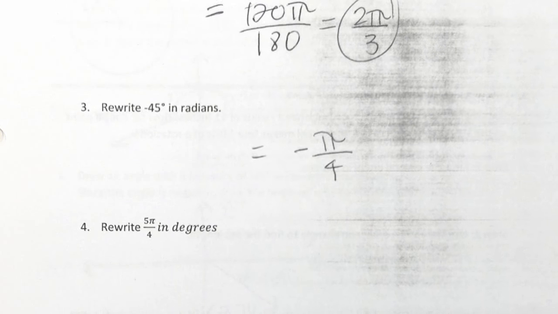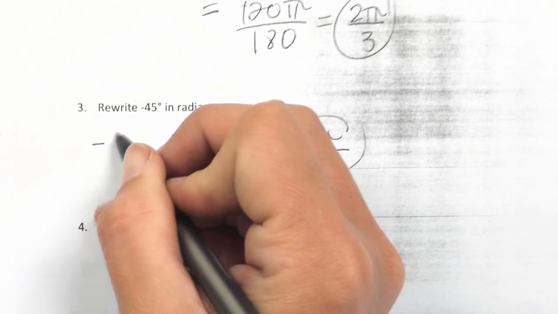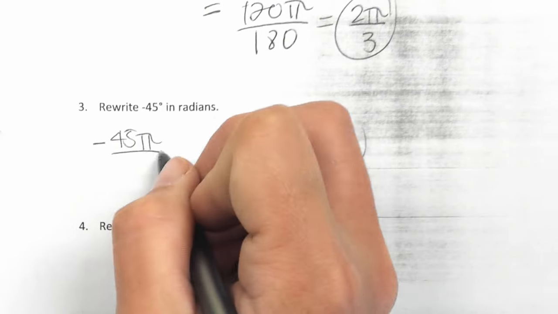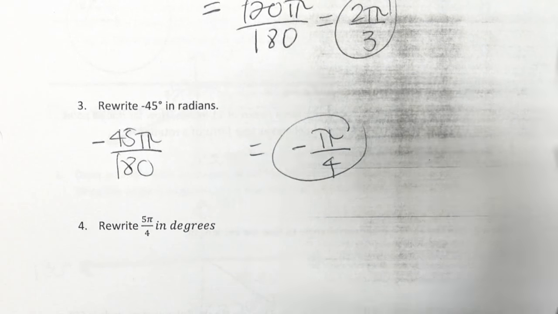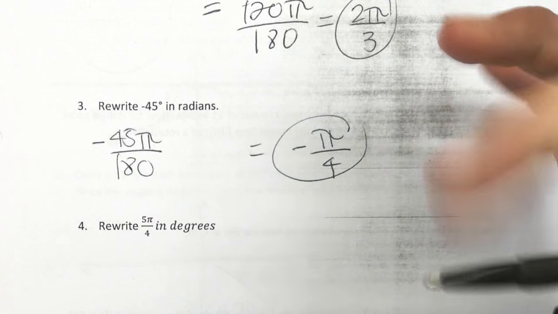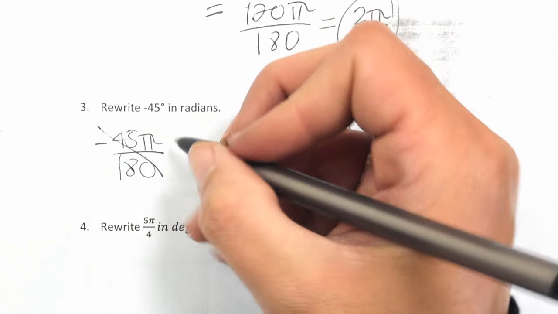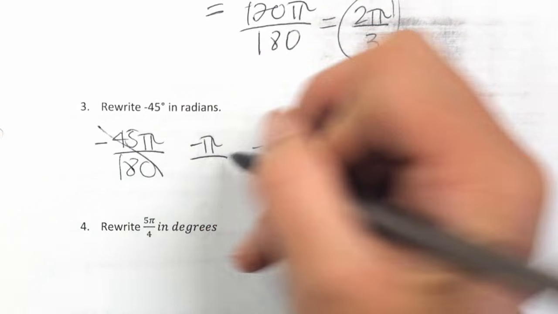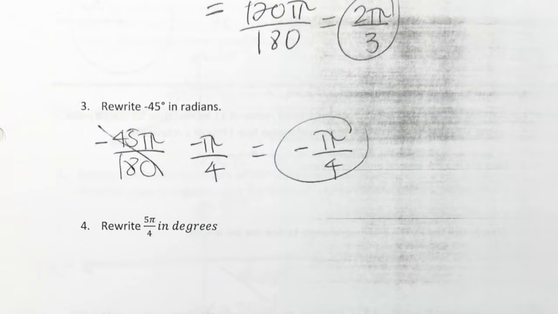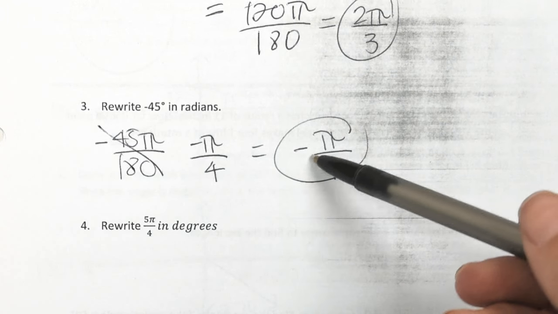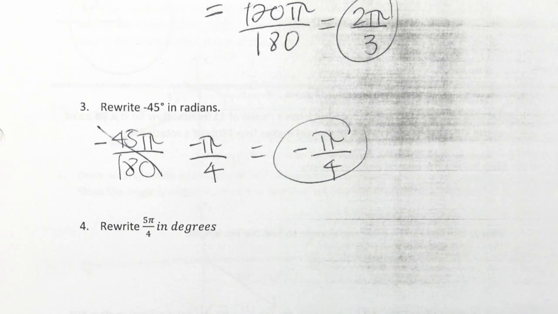Do I need to work this out? Yes. Okay. So we would start it off by doing negative 45 pi over what? 180. And then what's the number that can go into 45 and 180? 45, good. So 45 goes into negative 45, negative 1 times, right? And how many times does 45 go into 180? 4. And then to check it, you just do negative 180 divided by 4. You should get negative 45.